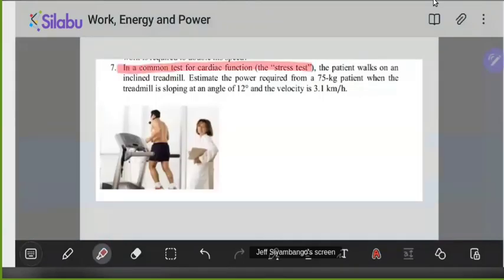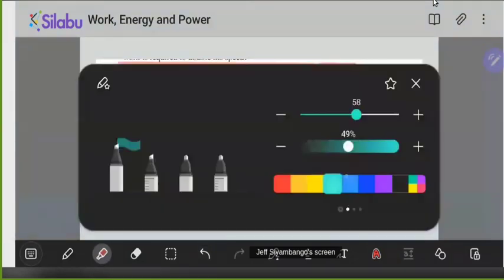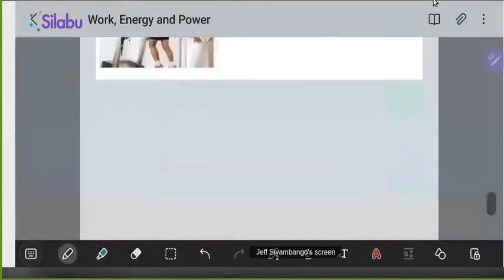Perhaps they start describing the question right there, walks. And what are they saying? They're saying here, this patient walks on an inclined plane or an inclined treadmill. But all I want you to get from here is this is an inclined plane. What does that mean? It means that this is a surface that looks like this.